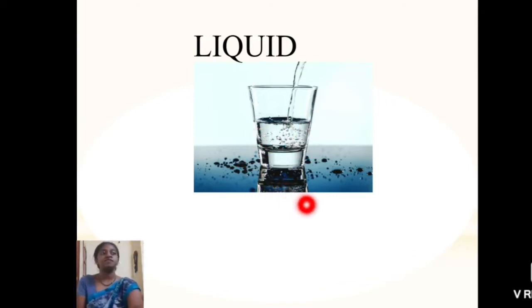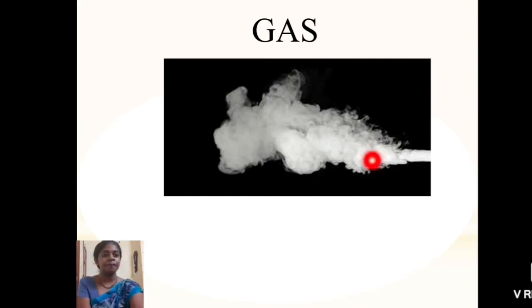And when do you say a substance is in liquid state? If the molecules are closely packed compared to solid, and if they do not have a fixed shape but have a fixed volume, then the substance is said to be in liquid state. And here is an example for gas, smoke. So this is a gaseous state. The molecules are very loosely packed and they are not rigid, and the gas does not have a definite shape or a definite volume.